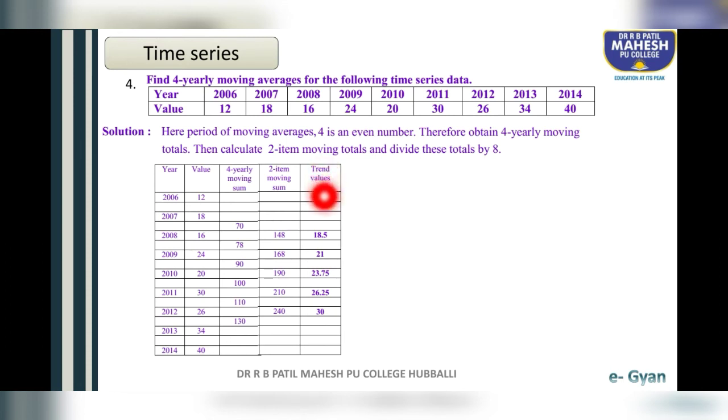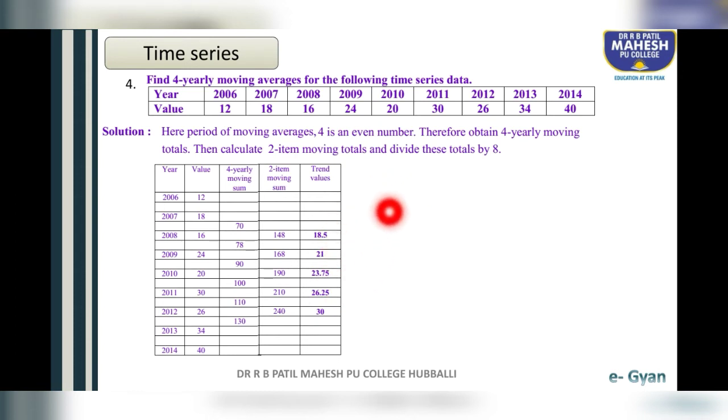So how to find out the trend values? For these values, here 4 and here 2. So 4 twos are 8. So for trend values, divide all these values by 8. So 148 divided by 8 is 18.5. 168 divided by 8 is 21. 190 divided by 8 is 23.75. 210 divided by 8 is 26.25. 240 divided by 8 is 30. So like this you have to find out the trend values.